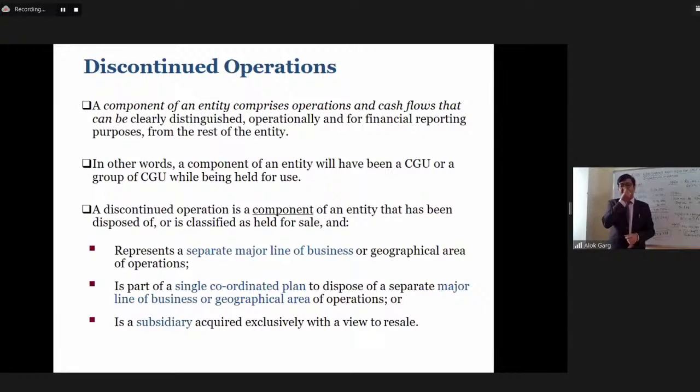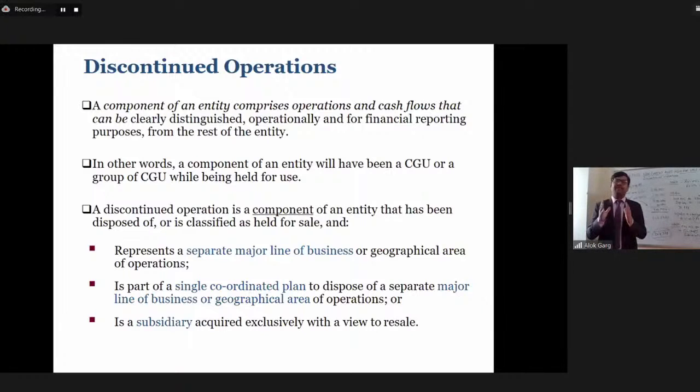So a discontinued operation is a component of an entity that has been disposed of. The company has stopped the production. Or it is classified as held for sale, that is, this entire discontinued operation has been classified as held for sale. One of the students was asking whether a discontinued operation is also classified as held for sale. I did not reply at that point of time, and I parked that question. I believe Ambika was asking. So yes, Ambika, a discontinued operation is also classified as held for sale.